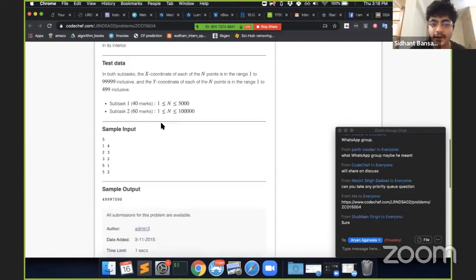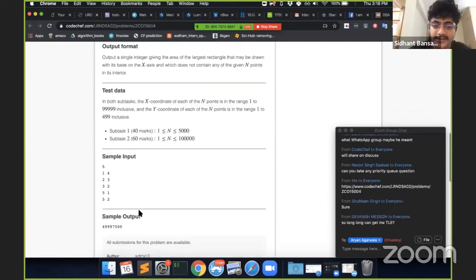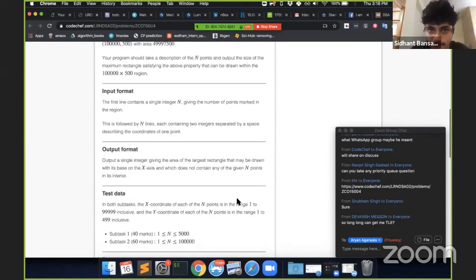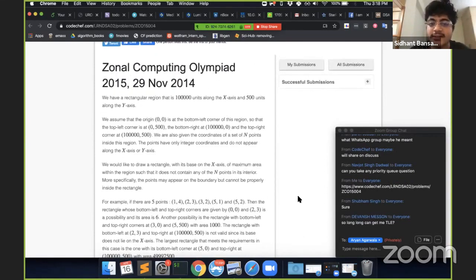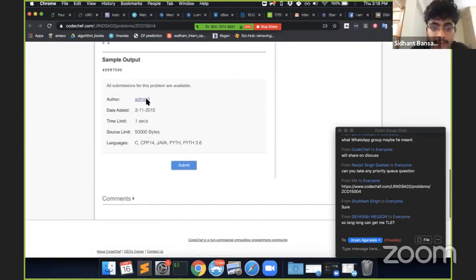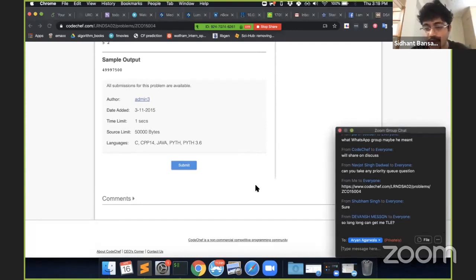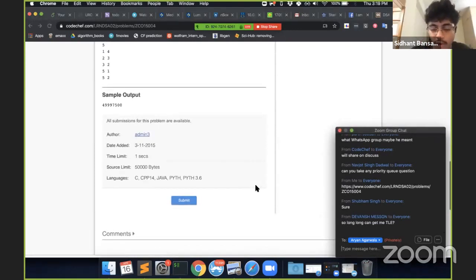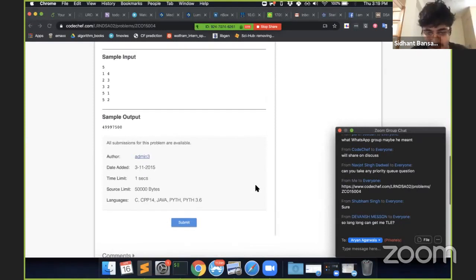Right off the bat, we know that our answer can be stored in an integer because the maximum answer can be 10 to the power 5 times 500, which is 5 into 10 to the 7. And the time limit here is 1 second. Okay. Devansh is asking, so long can get me a TLE. Not for this particular question, Devansh. I don't think long will actually make a difference here.